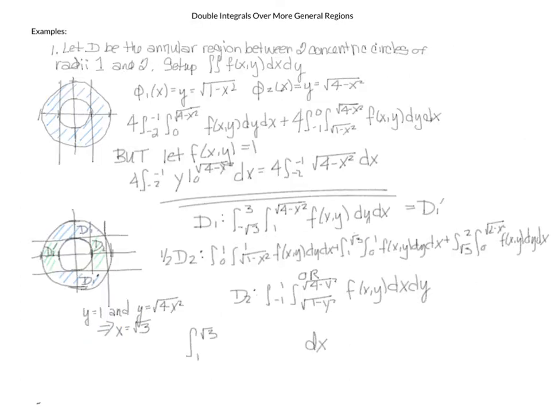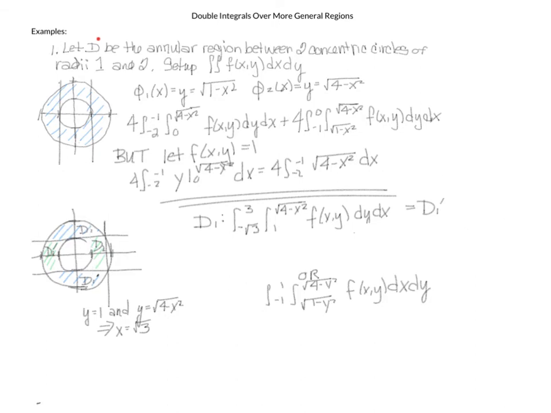This next example is kind of interesting. It concerns D, the annular region between two concentric circles of radii 1 and 2. So here I have my circle of radius 1, here I have my circle of radius 2, and I want to integrate over this shaded area here. And I'm just going to set up my integral for a generic function f of x, y.